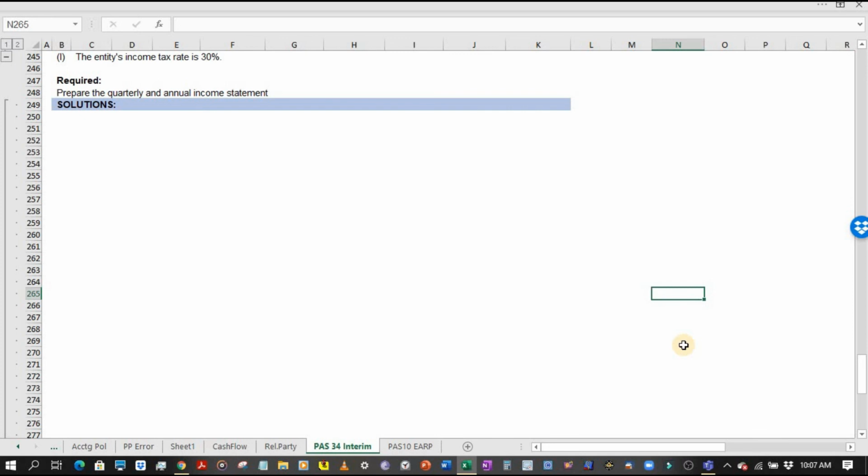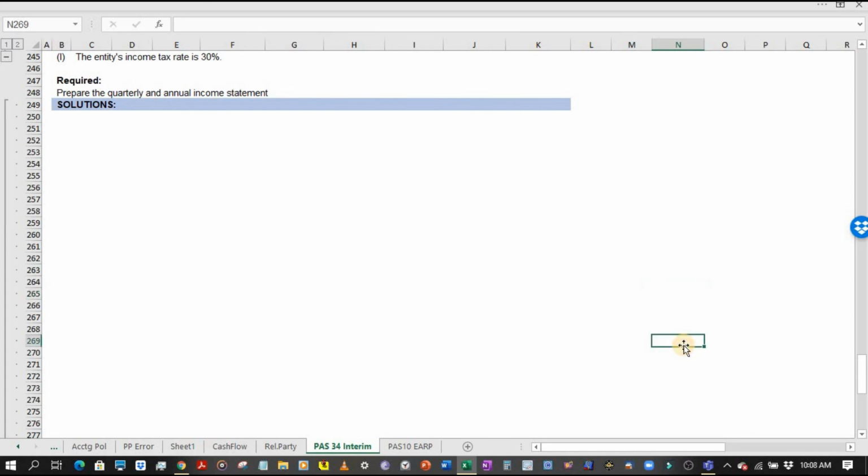So now let us prepare the income statement. So first, for the first quarter. Since this is the very first interim reporting period of the current year, we are going to prepare only one set of income statement because regardless whether it is cumulative or non-cumulative, the first quarter will always cover January to March.